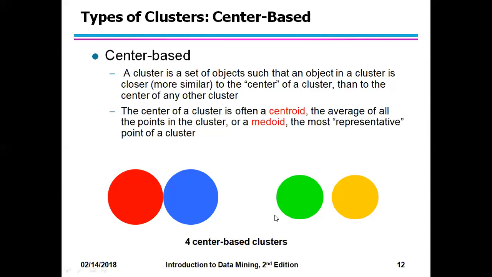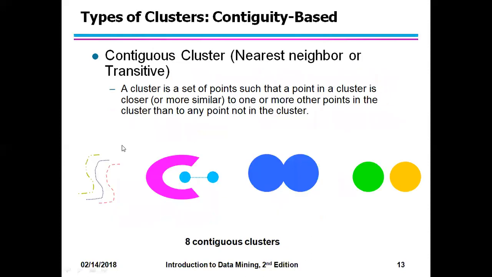Then comes contiguity-based. Contiguous clusters are a set of points such that a point in a cluster is closer to one or more other points in the cluster than to any point not in the cluster. There are 8 contiguous clusters here if you look across: 1, 2, 3, 4, 5, 6, 7 and 8. I have nearest neighbors related across, and I call them clusters.